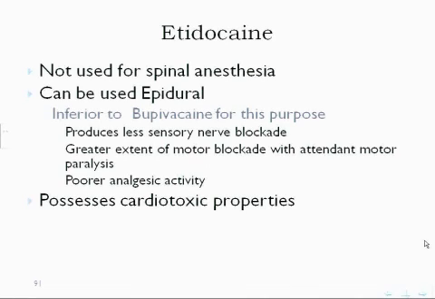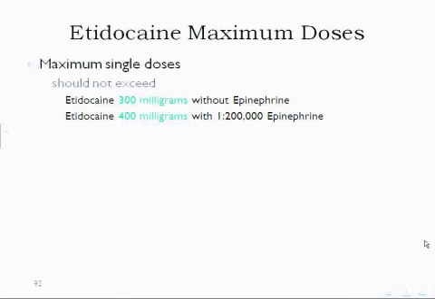So for this reason, this drug has not been used really extensively. It has really poor analgesic activity compared to bupivacaine, so it's never going to replace that drug. It's just something that's interesting to talk about, something that's not really useful. Etidocaine maximum doses: without epinephrine, it's only 300 milligrams, and with epinephrine, it comes in up to 400 milligrams.